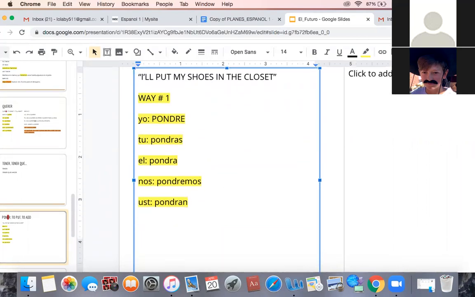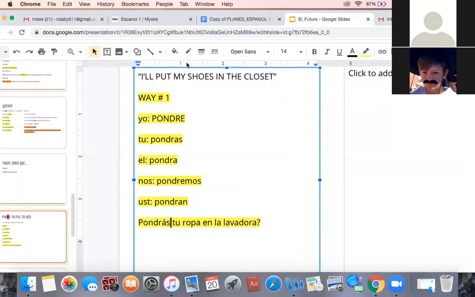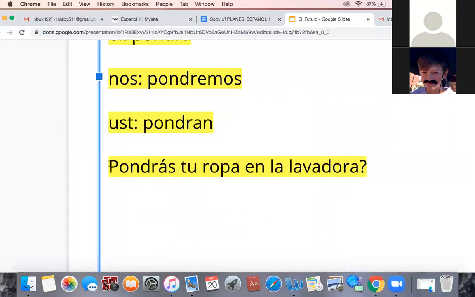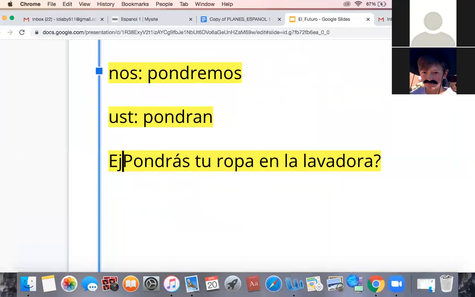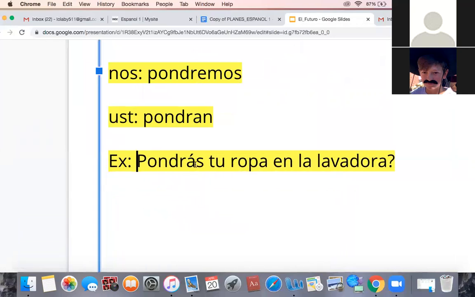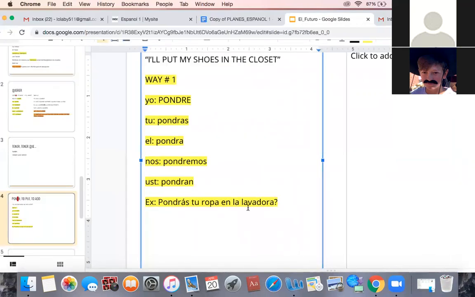So I'll give you an example. Let's see. Pondrás tu ropa, your clothes, right? Pondrás tu ropa en la lavadora. I don't want to ask you because that's going to take us a while. So yes, they all have accents. Here's a question, as an example. Pondrás, right? Will you put your clothes in the washing machine? Pondrás tu ropa en la lavadora.